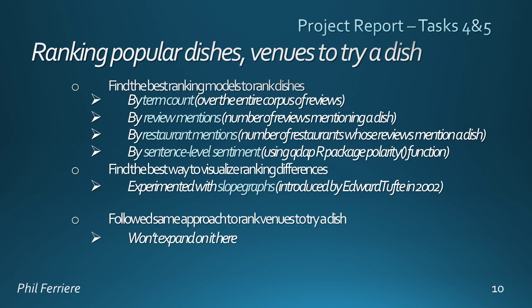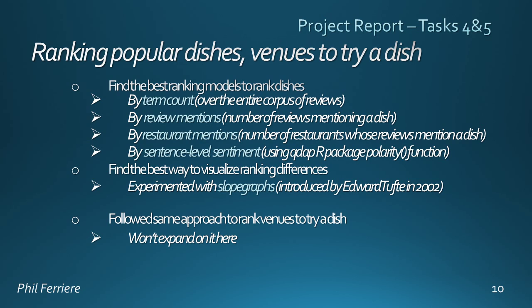Tasks 4 and 5 were tackled together. Task 4 was about finding the best way to rank the dishes of a particular cuisine based on the reviews that mentioned those dishes. Task 5 was about ranking the restaurants that serve a specific dish based on the reviews that mentioned that dish. To rank popular dishes, I tried 4 different approaches, using term count, number of reviews, number of restaurants whose reviews mention a dish, and finally by sentiment.